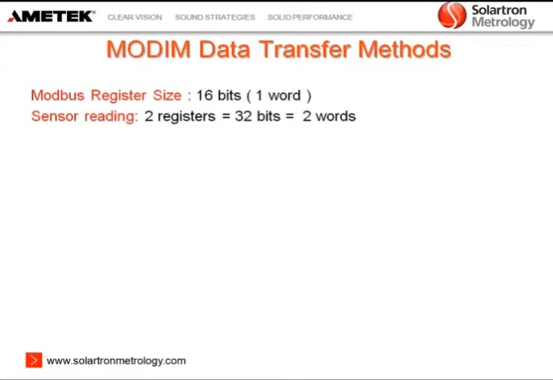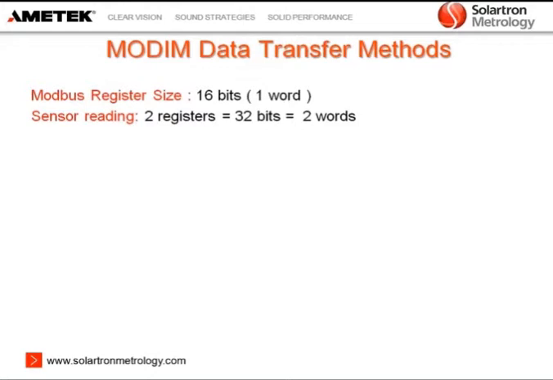So any Modbus device, especially the MODIM, has a register size of 16 bits. It has lots of memory, and each memory chip has lots of registers, and each register is 16 bits in size, and we call it one word as well. And the reading from a sensor, say a reading of 2 millimeters, takes up 2 registers or 32 bits of data, or 2 words. So one sensor reading is equal to 32 bits.